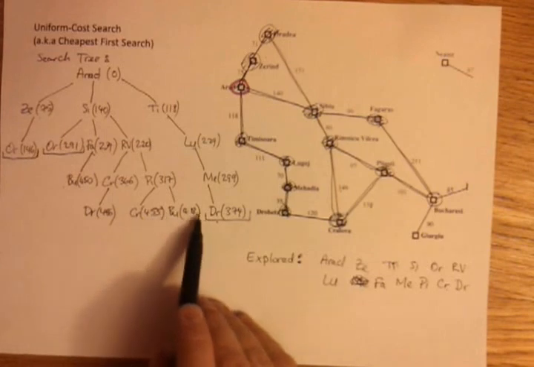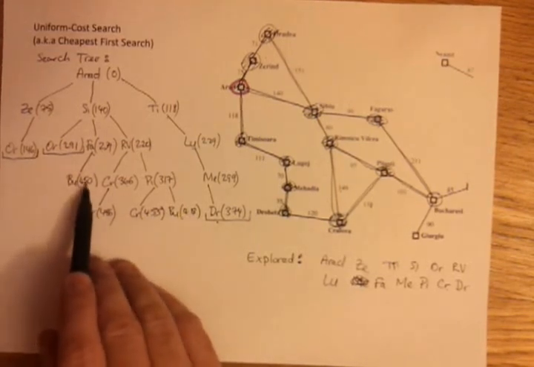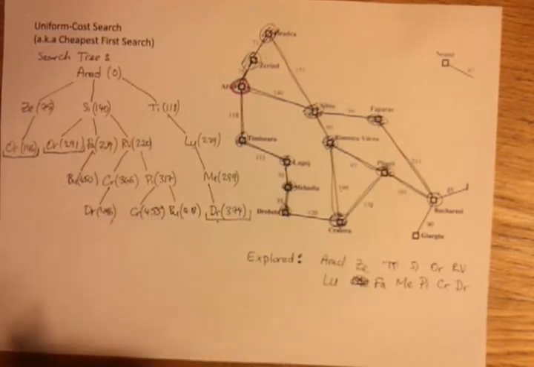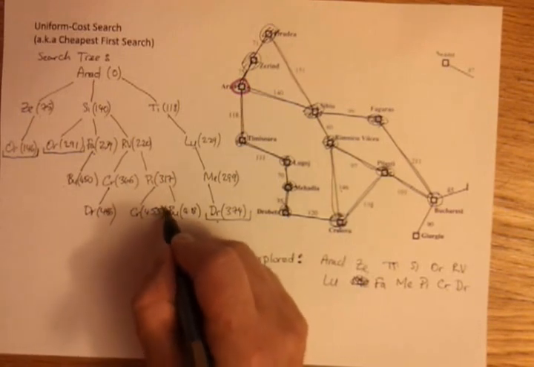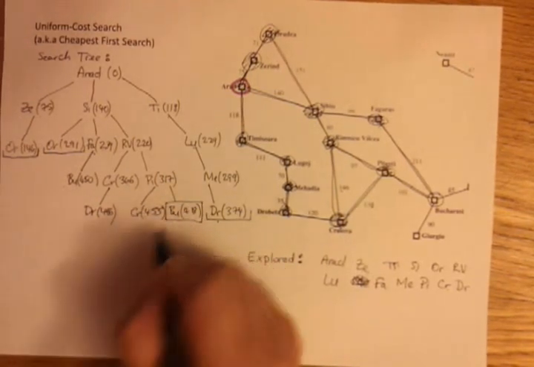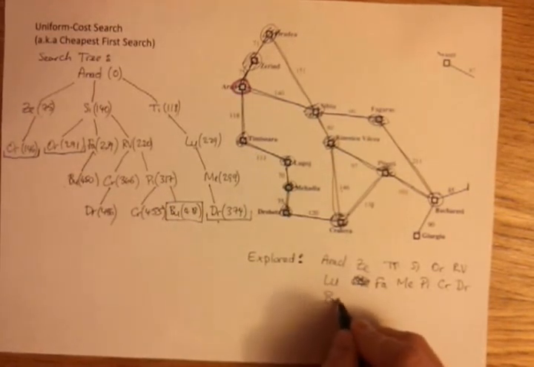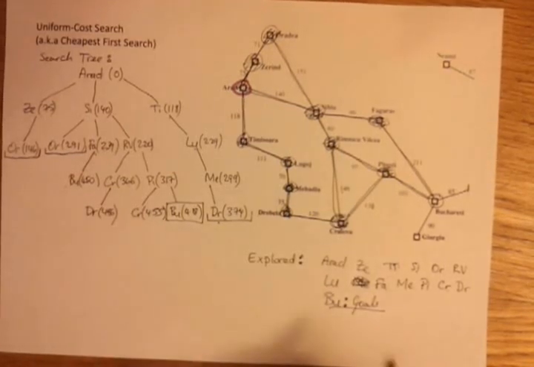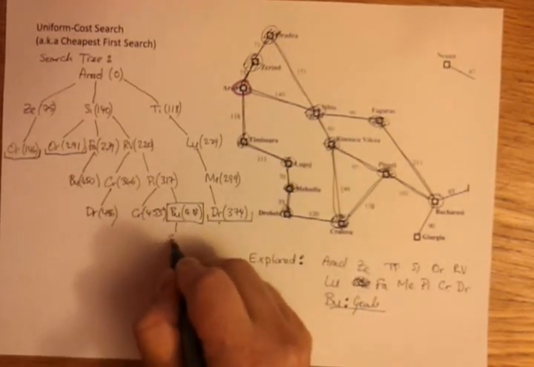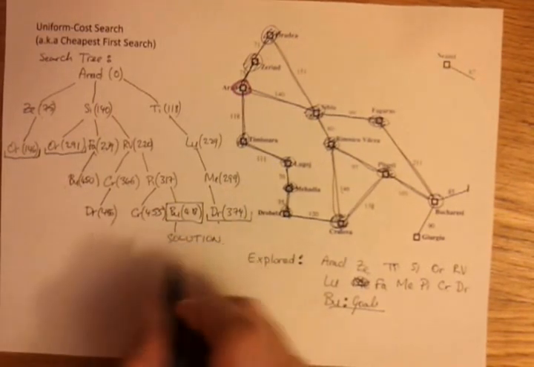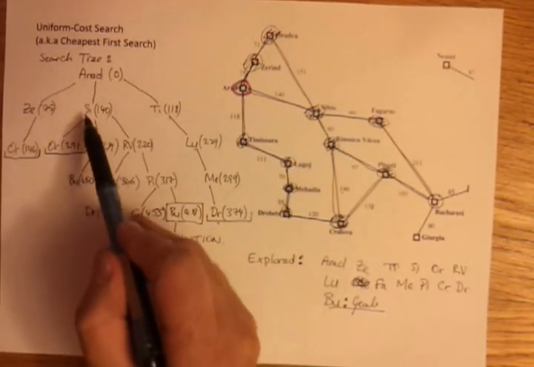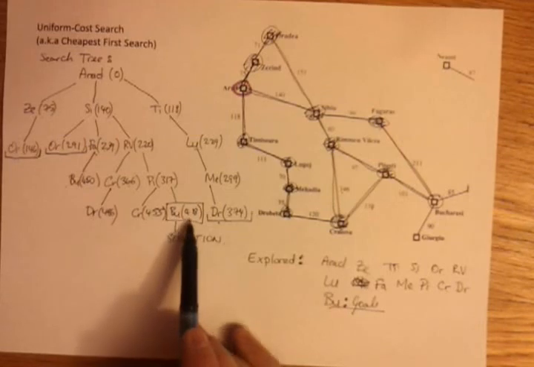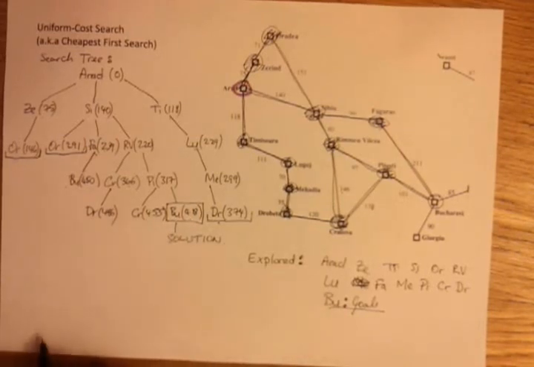Now here's our frontier: Bucharest at 450, DR at 486, CR at 455, and Bucharest again at 418. Clearly the lowest cost node on this list is Bucharest, so we expand that. We look at it and see that it's our goal. Since it's our goal, this means this is our solution. And our solution is to get to Bucharest. You go from Arad to Sibiu to RV to Putesti to Bucharest at a total distance of 418.